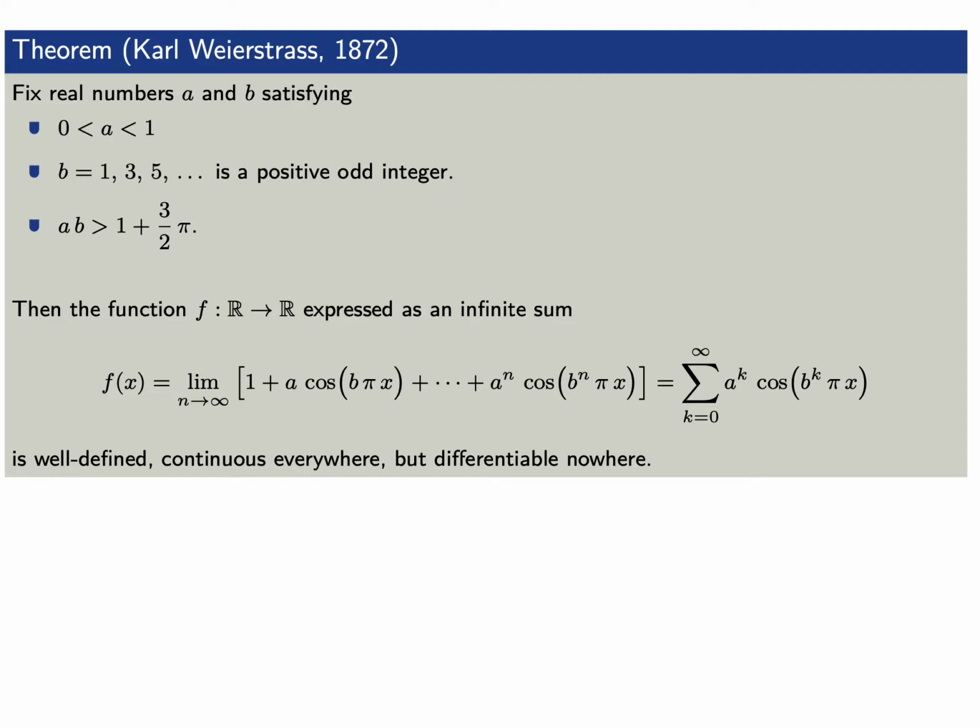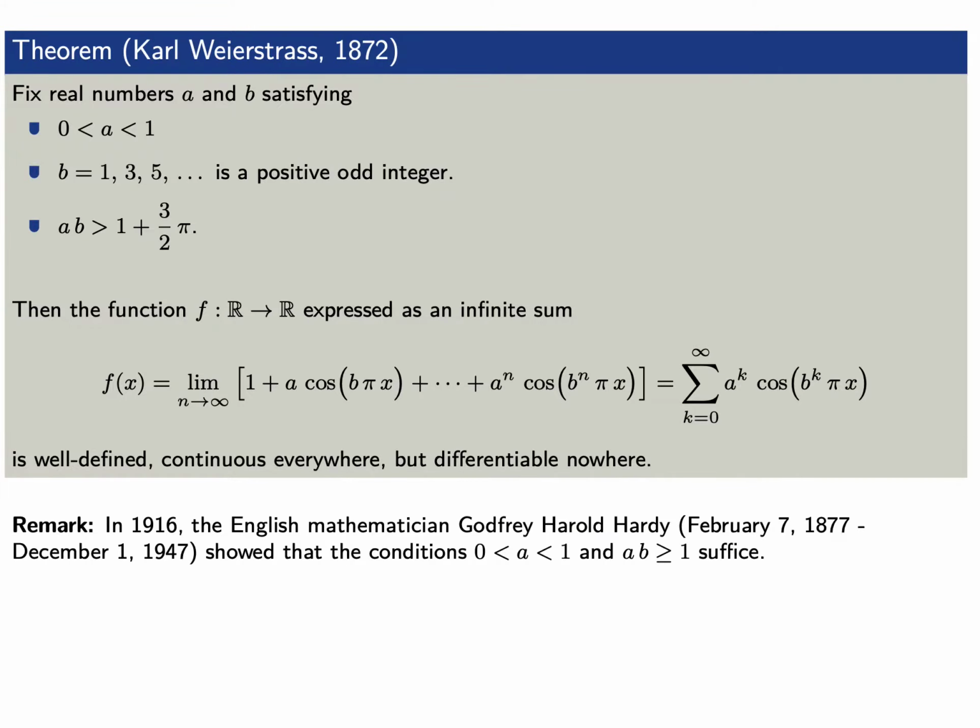Fix two real numbers a and b satisfying the following three properties. First, a is between 0 and 1. Second, b is a positive odd integer, such as 1, 3, 5, 7, and so forth. And third, the product of a and b is greater than 1 plus 3/2 pi. He showed that the following function, which can be expressed as an infinite sum, is well-defined, continuous everywhere, but differentiable nowhere.